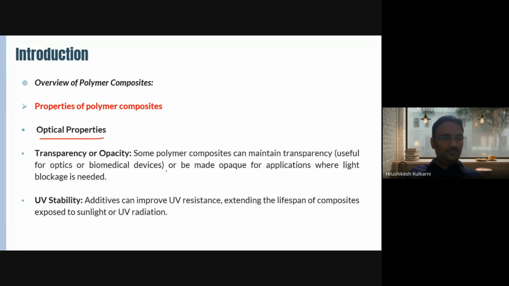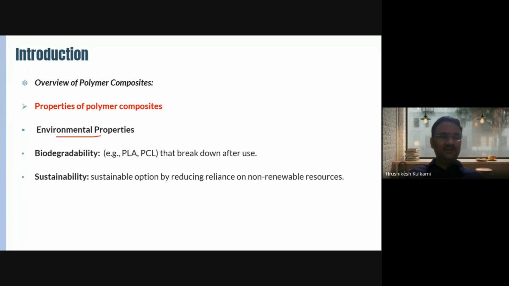Some of the optical properties are also studied, such as transparency, opacity, UV stability. Then environmental property, as I said, if you have biomedical waste, then it should break down after use. You know that this is a very serious issue nowadays. The waste coming out of hospitals and medicine is directly dumped on the ground and sea areas, which is creating huge pollution. So the material should be biodegradable after use. It should not create any pollution to the environment.